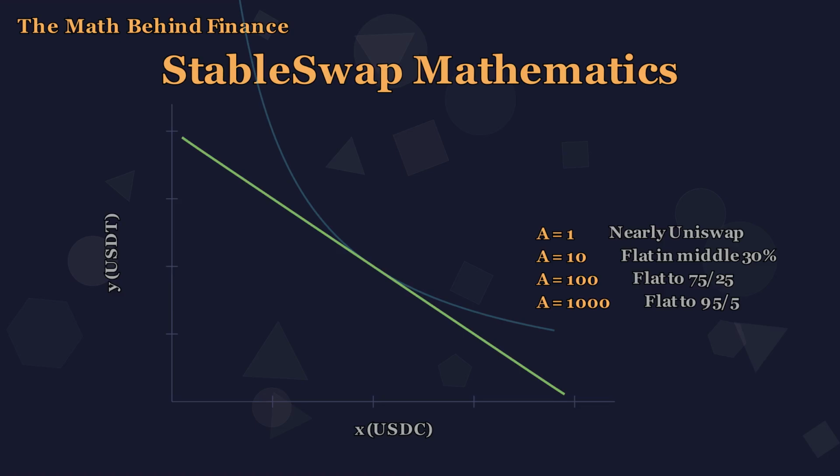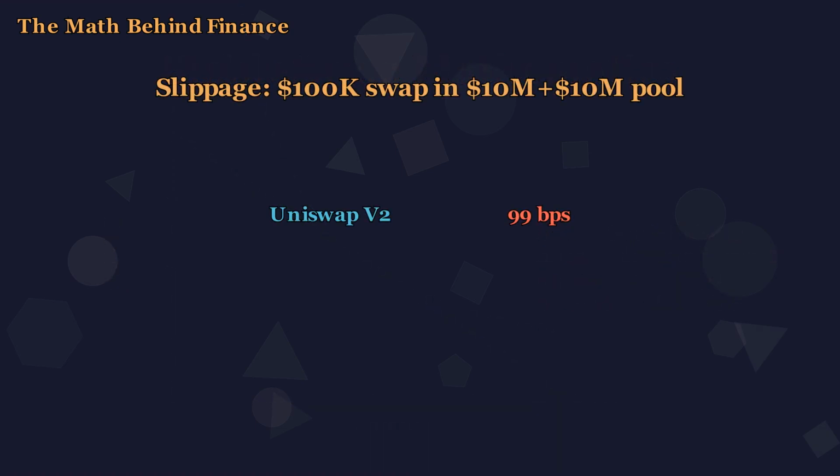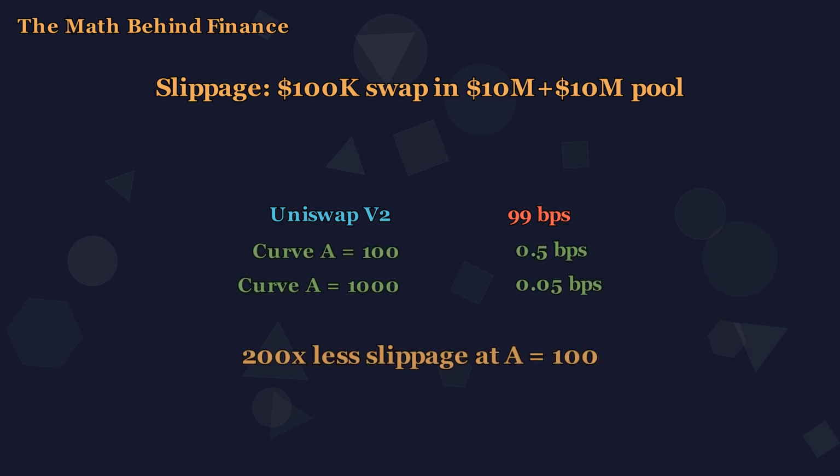Now watch what happens as we sweep A. At A equals 1, the curve looks almost like Uniswap. At A equals 10, the middle 30% flattens out. At A equals 100, the standard value for established pools, the curve stays flat all the way to a 75-25 imbalance. And at A equals 1000, it is nearly a straight line until 95-5.